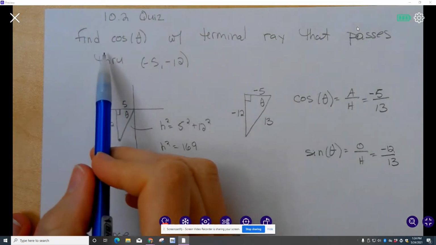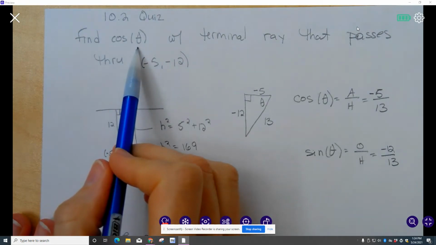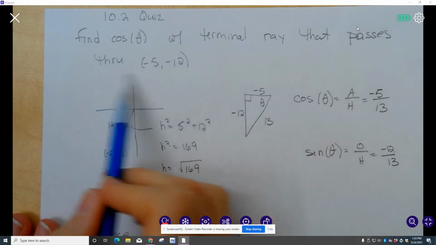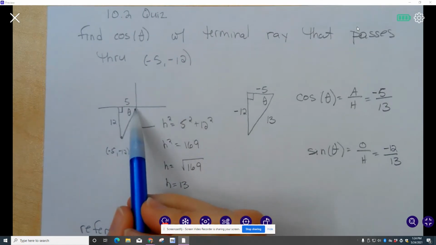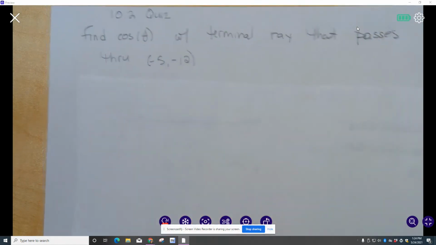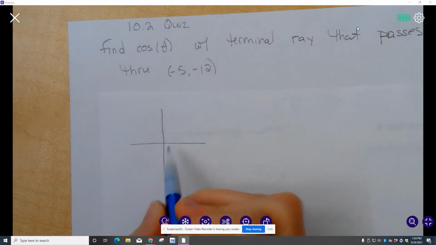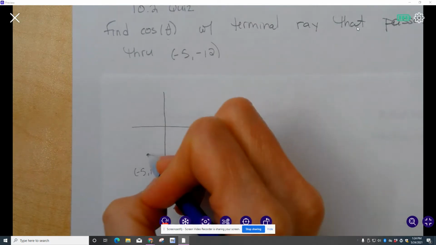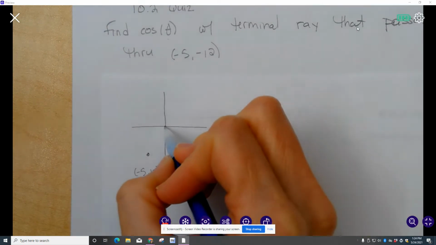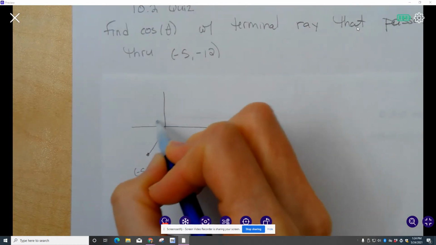But the first question was similar. I shortened this here, but you were finding the cosine of an angle and it told you the terminal ray passes through the point (5, -12). So let me reproduce what I did here. I plotted the point over 5, down -12. It doesn't have to be perfect; you can estimate it. This is the ray. You started here and went around to here, so this is your full angle.